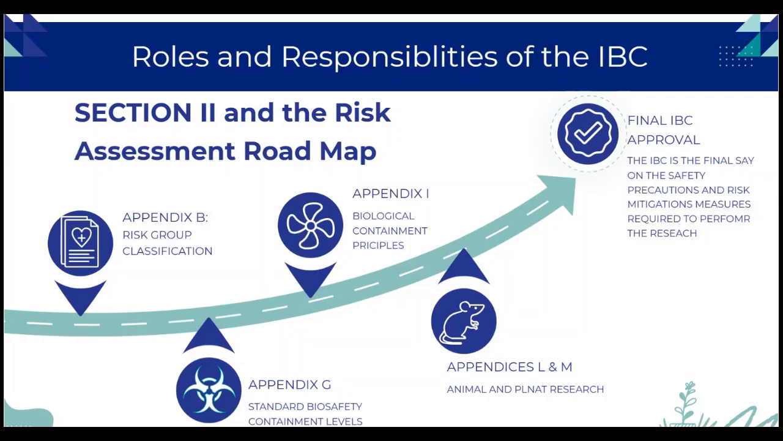Appendix B lists the risk group for each agent. Appendix G describes the standardized biosafety containment levels. And Appendix I reviews biological containment. Moving on to more specialized research, Appendix L discusses plant work while Appendix M talks about animal research, and Appendix K applies to large-scale work.